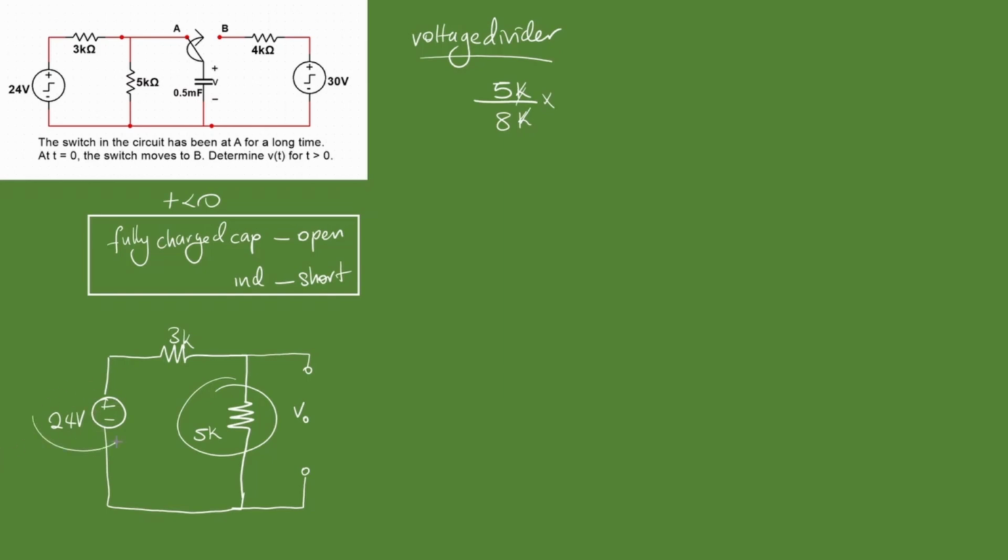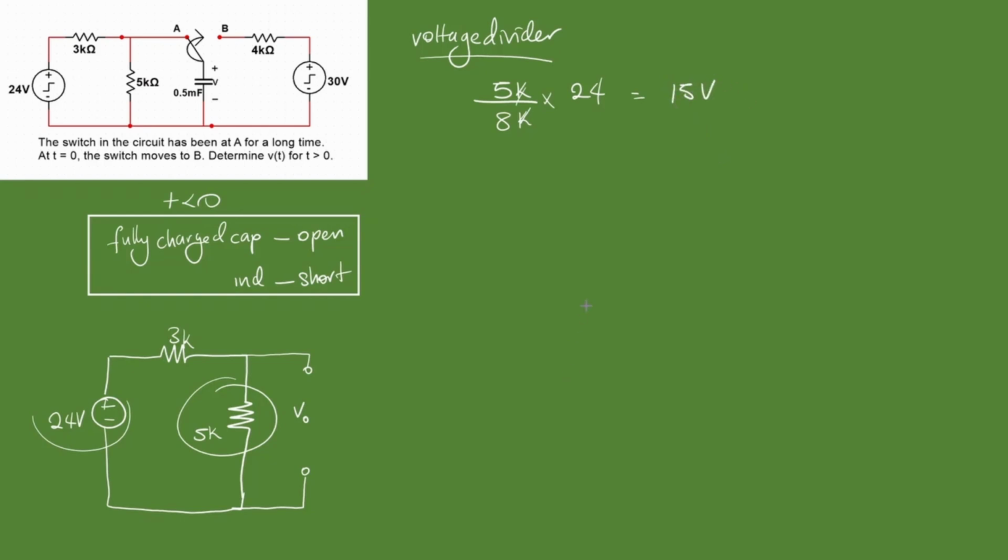Then times the total voltage. This 24 volts is the only source we have here. The sum of the voltage across 3k and the voltage across 5k is definitely going to add up to 24 volts. That's Kirchhoff's voltage law. So times 24, that's going to give us V0. So that's 5 over 8 times 24. That's 15 volts.